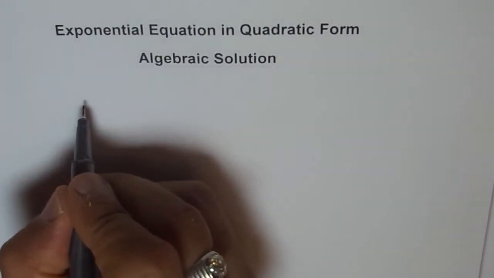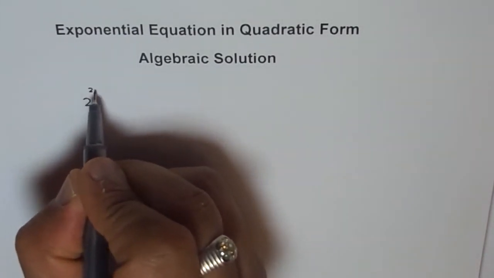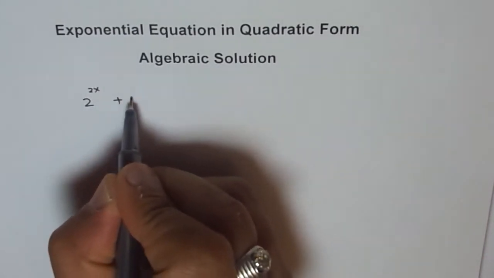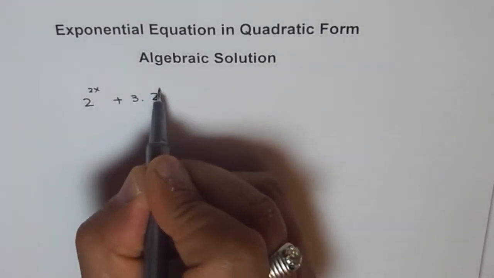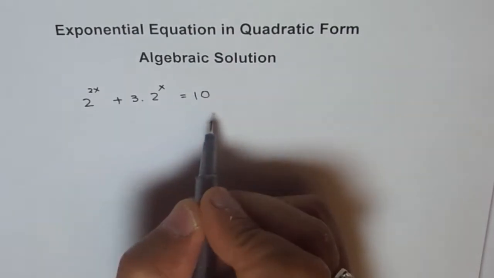Hello. Now we'll try to solve an exponential equation in quadratic form. Okay, let me write the equation so that it becomes very clear what I am trying to do. Let's say we have a function like 2 to the power of 2x plus 3 times 2 to the power of x equals 10, and that's an equation.